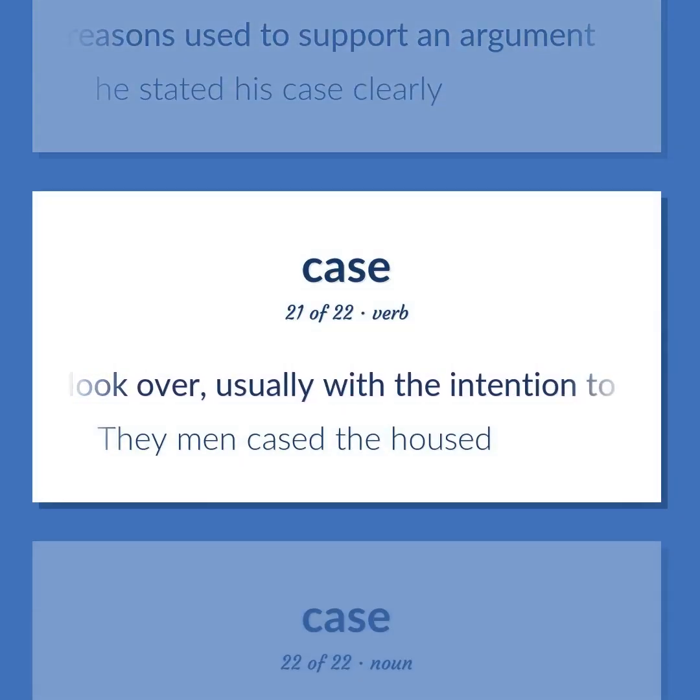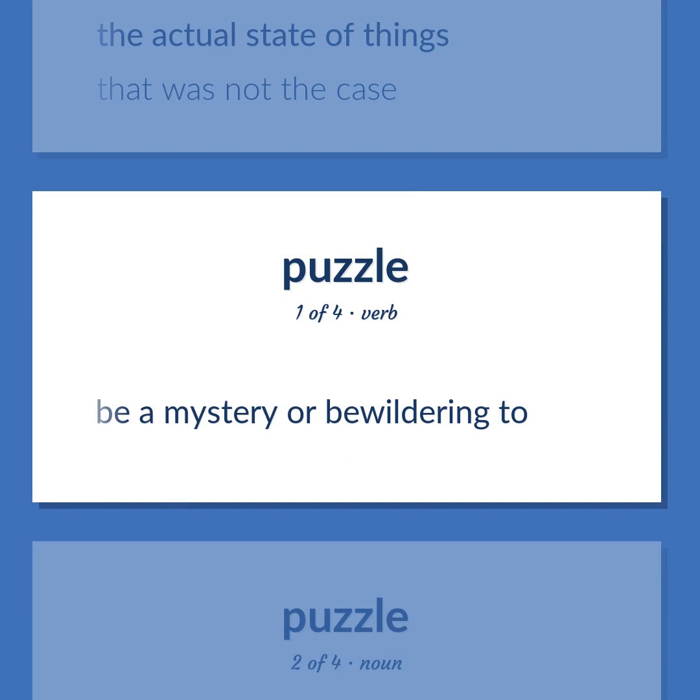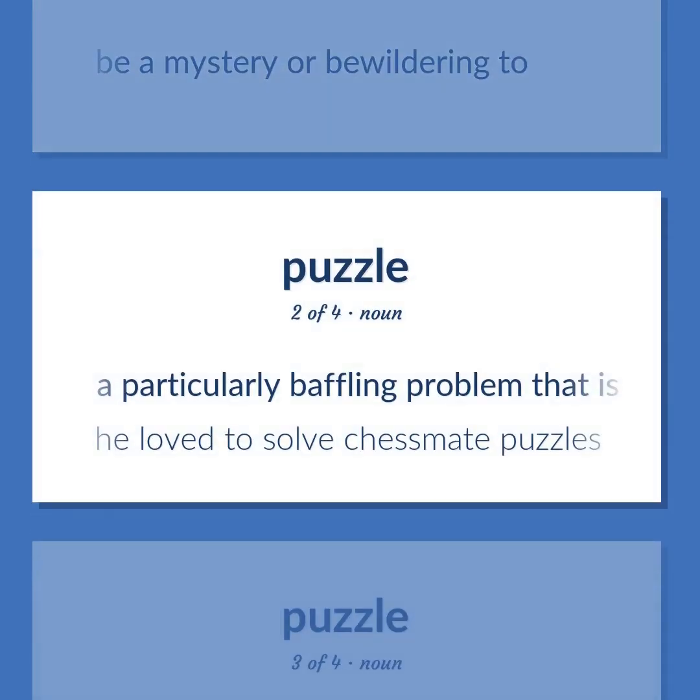Look over, usually with the intention to rob. The men cased the house. The actual state of things. That was not the case. Be a mystery or bewildering to. A particularly baffling problem that is said to have a correct solution. He loved to solve chess mate puzzles.